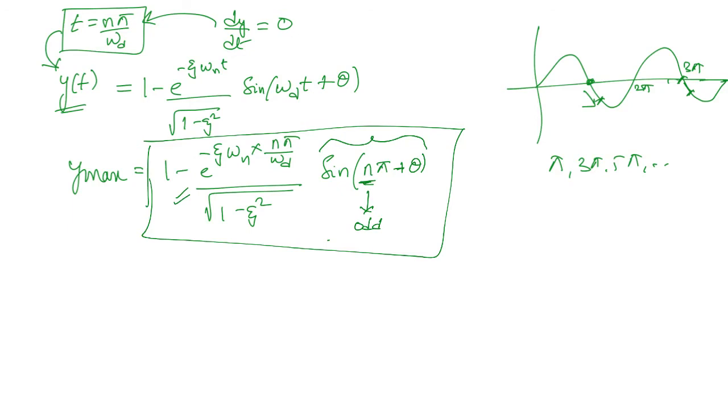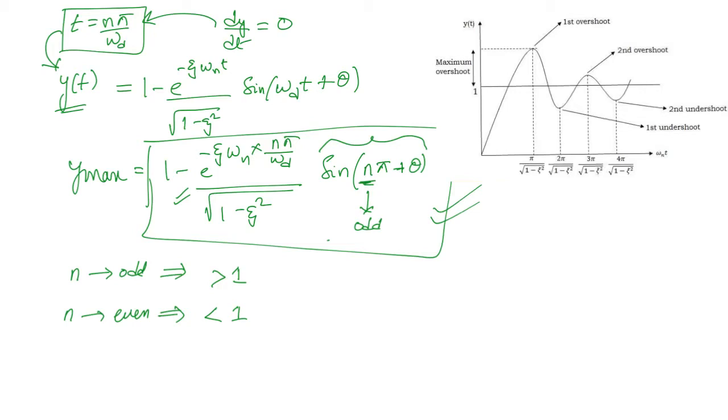Okay, so for odd values of n, we will have values which are greater than 1. And similarly you can verify that for even values of n, sine of n pi plus theta will be positive, so this expression will be less than 1. So for odd values of n, you will have overshoots, and for even values of n, you will have undershoots. As simple as that.